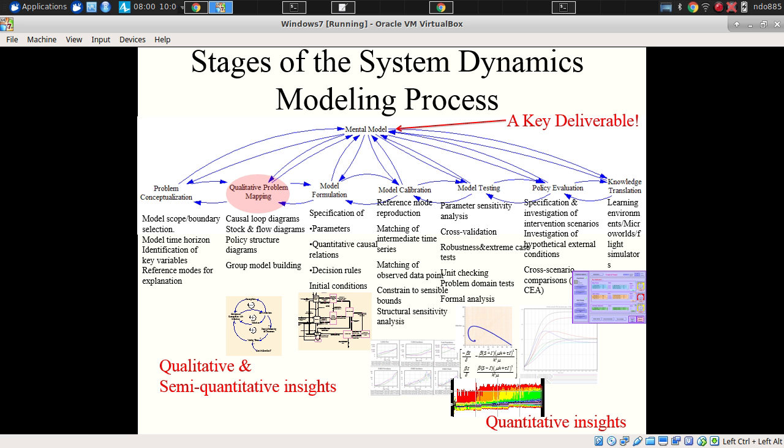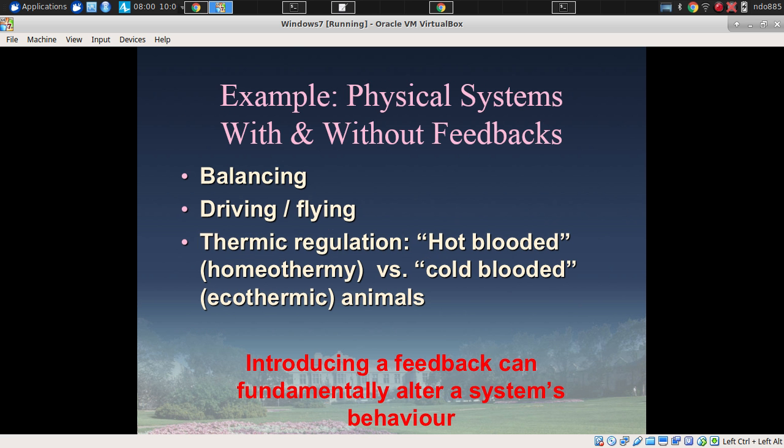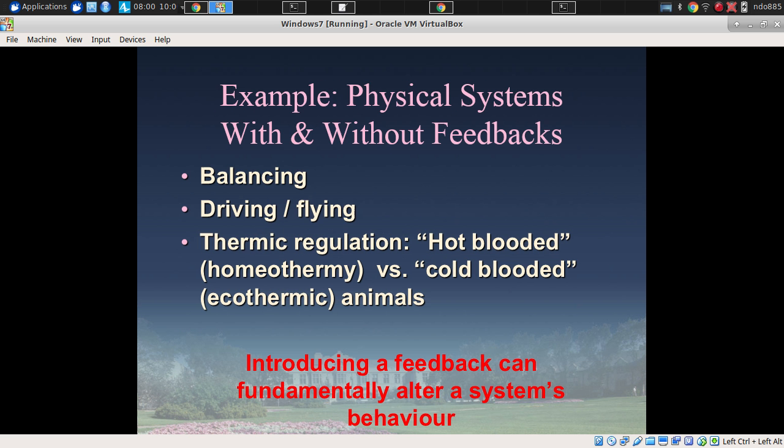Okay, so I'd like to jump in to qualitative problem mapping with system dynamics, okay? So this is sort of the second stage. We were talking more about problem conceptualization last time. Okay, so when we're thinking about characterizing a system within system dynamics, we make use of diagrams that bring out feedbacks. And we'll probably come back to this slide.